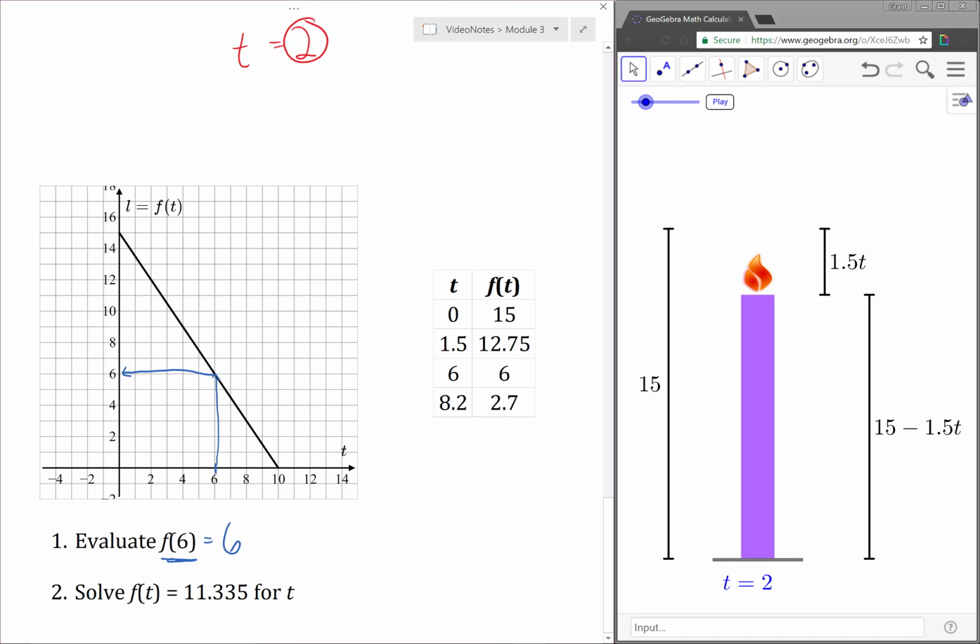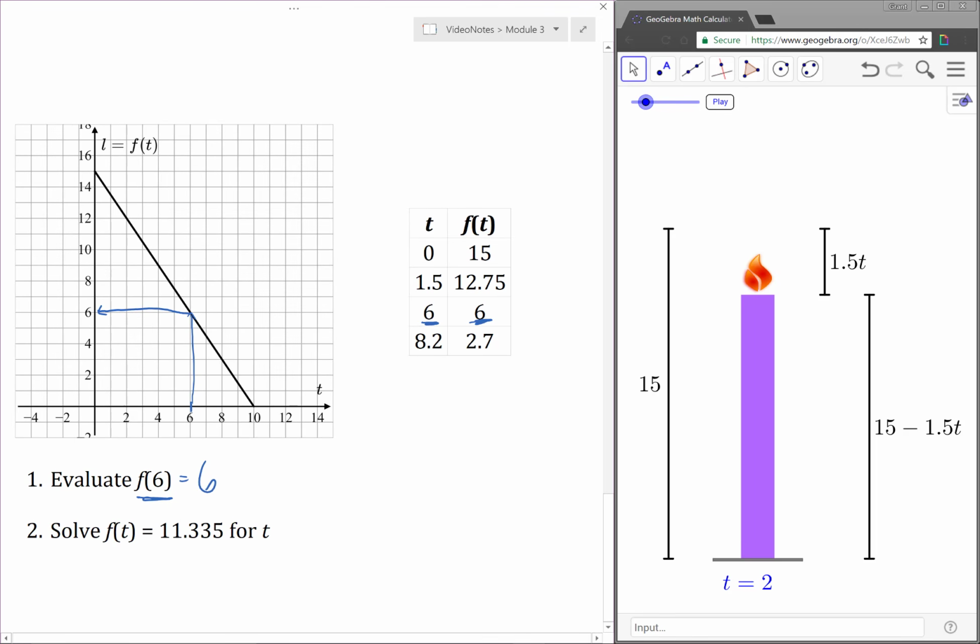Now, we could have also used the table to do the same thing. So if t is equal to 6, we see that f of t is equal to 6. So using the graph and the table, we can actually evaluate the function f at t equals 6. However, suppose we want to know when f of t is equal to 11.335, or we want to solve this equation for t. If we look at the table, we see that 11.335 is not in our column for f of t, so the table doesn't really help us much. We can't use the table to answer this question.